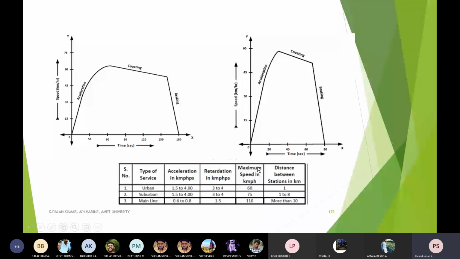The maximum speed of any urban type of service is 60 kilometer per hour. The distance between stations is usually 1 kilometer. Here urban is nothing but city. If you are taking suburban, it is the same thing, but the maximum speed can be a little bit higher, and the distance between stations is 1 to 8 kilometers. This is what main line is. Usually acceleration happens very, very slowly, and retardation also will be slow, but speed can reach very high, and usually the distance will be more than 10 kilometers.